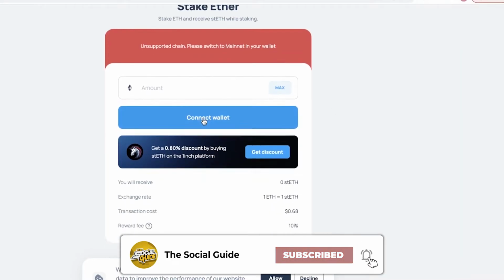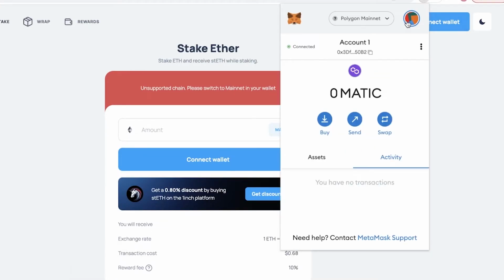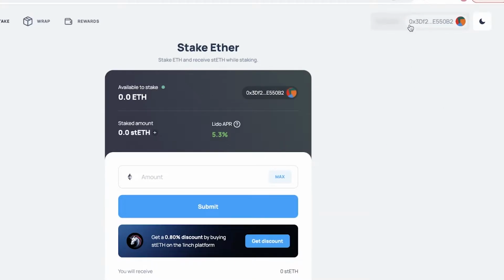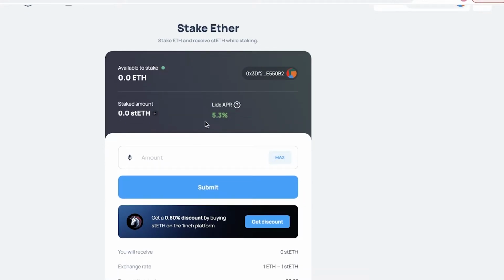And once you have entered or connected your wallet, we're going to switch to a supported network. I currently am on a different network. So now I have gone on the Ethereum mainnet and now I can stake Ethereum, and you can see the Lido APR is around the same as Binance as well.